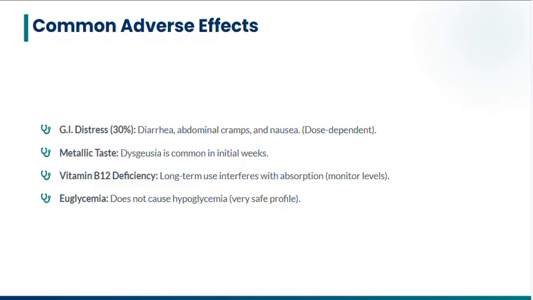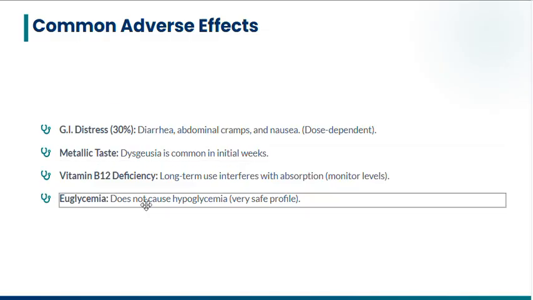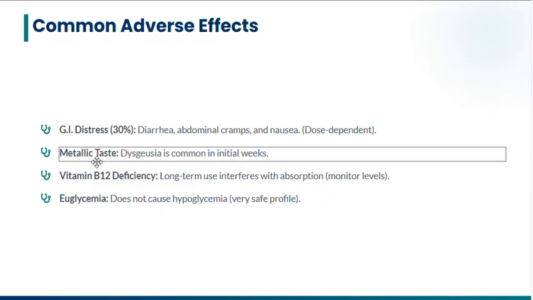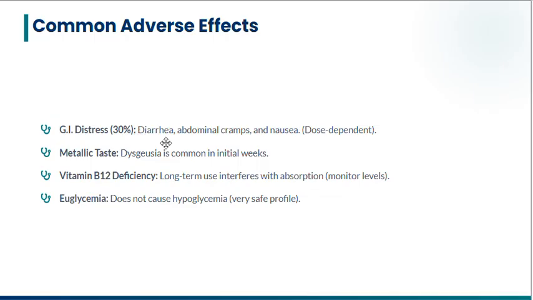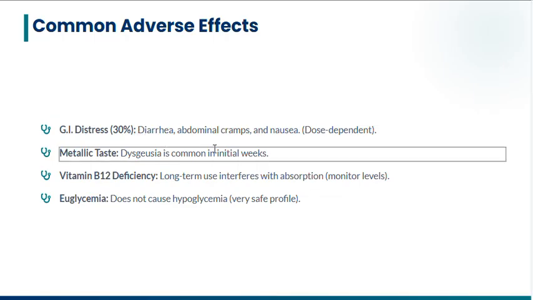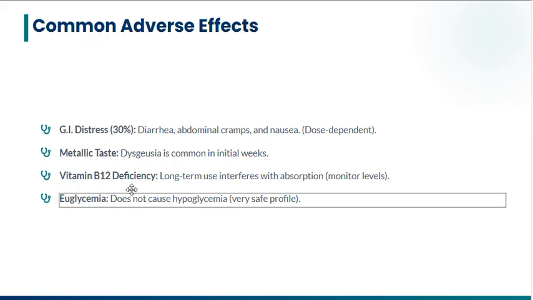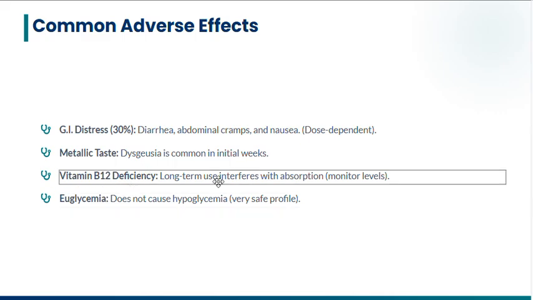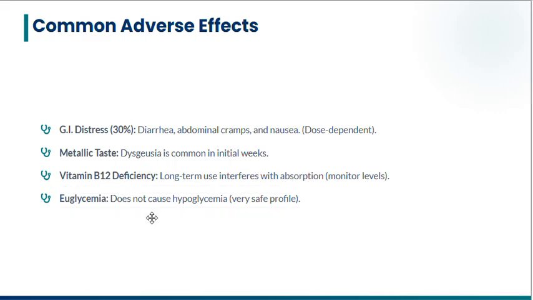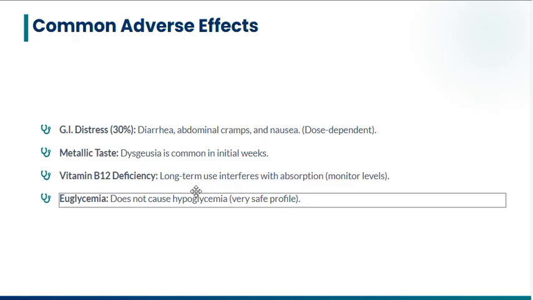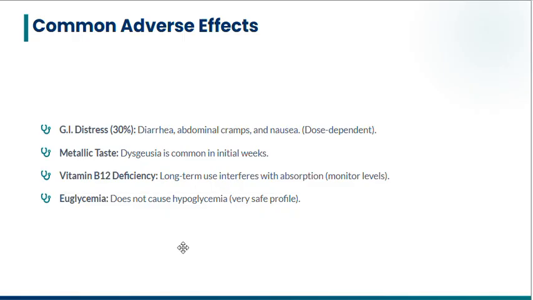Then we have common adverse effects of metformin. In GI distress, it's almost 30% diarrhea, abdominal cramps, and nausea, dose dependent. Metallic taste, dysgeusia, is common in the initial weeks. And vitamin B12 deficiency: long-term use interferes with absorption levels. Euglycemia: does not cause hypoglycemia, very safe profile.